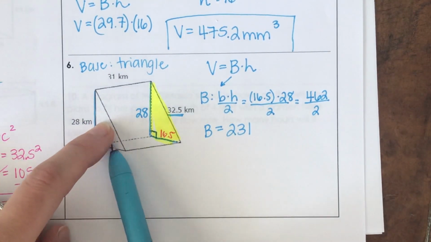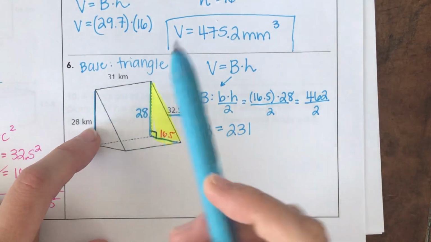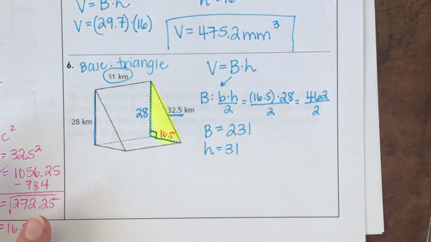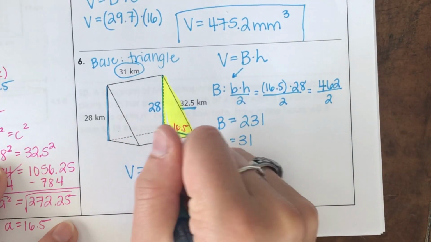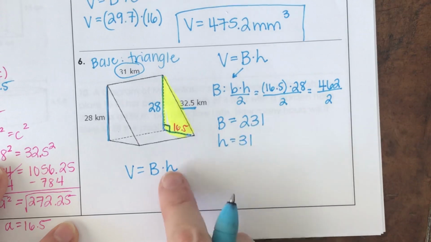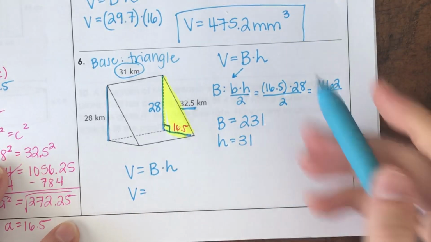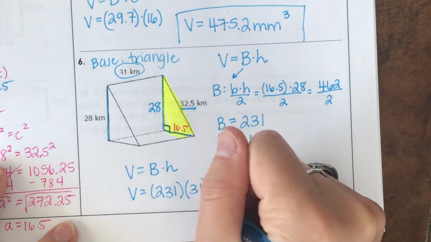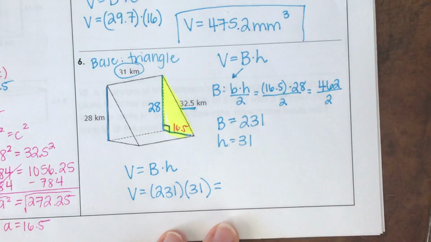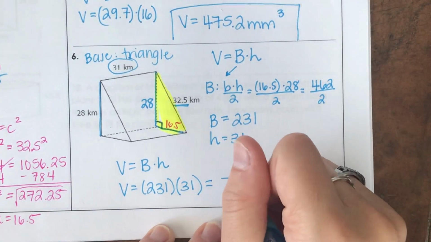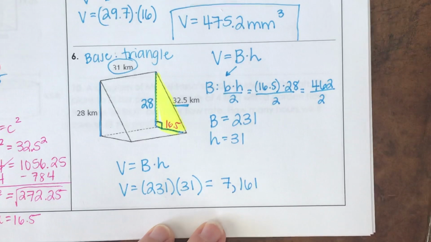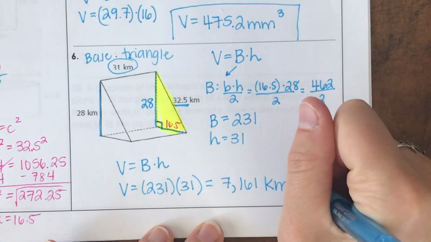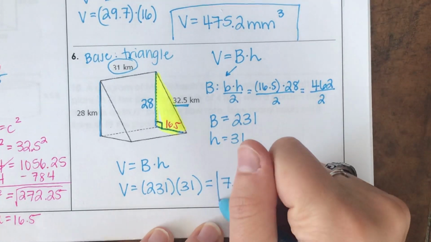The height of the whole prism is the part that connects my two triangles together. So either this line, or this line. Only one of them has a number. So my height is 31. Now my final step is I'm going to plug in my area of the base and my height. So I've got 231 times my height, 31. And if I multiply that, I get a very big number. I get 7,161, and my label is kilometers cubed, right, because it's volume.